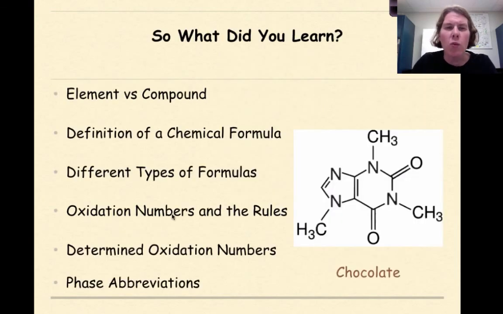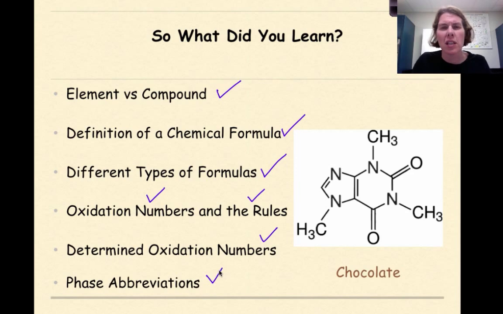So what did we learn? Well, we talked about the difference between an element and a compound. We went over the definition of a chemical formula. We talked about some different types of formulas, like a molecular formula and an empirical formula. We talked a little bit about oxidation numbers and the rules for assigning oxidation numbers. Then we did some examples where we actually went through and determined some oxidation numbers. And finally, we talked about phase abbreviations like solids, liquids, gases, and aqueous.